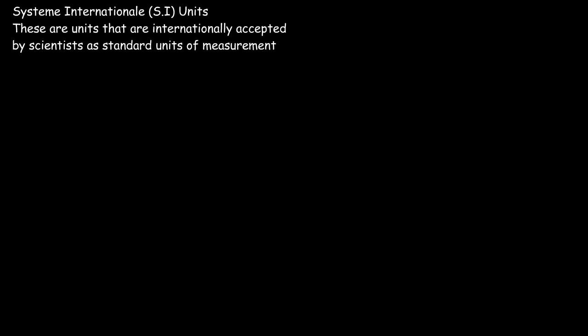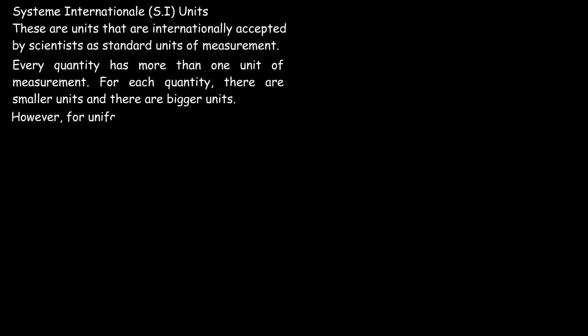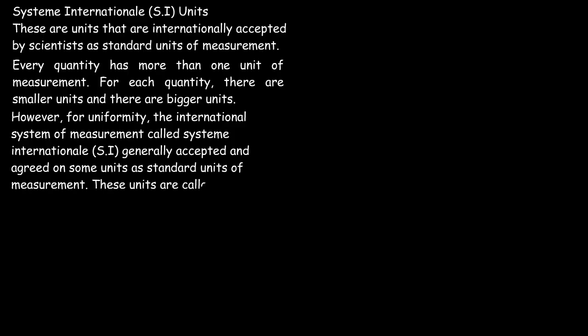System International, in bracket SI, units. Now these are units that are internationally accepted by scientists as standard units of measurement. Every quantity has more than one unit of measurement. For each quantity, there are smaller units and there are bigger units. However, for uniformity, the international system of measurement called System International, in bracket SI, generally accepted and agreed on some units as standard units of measurement. These units are called SI units.